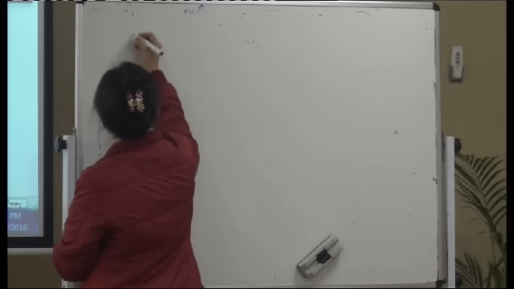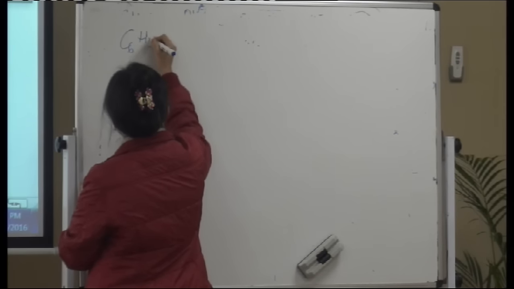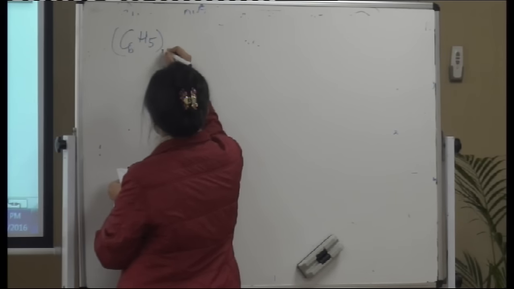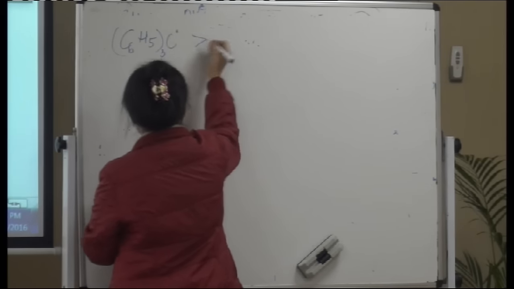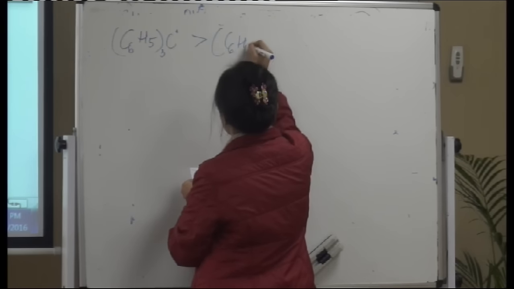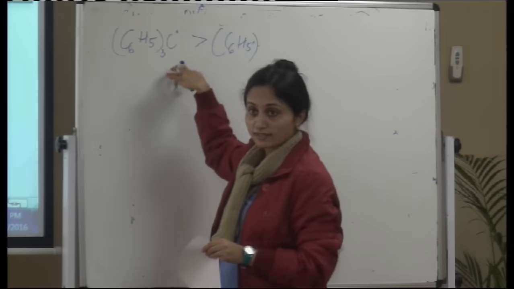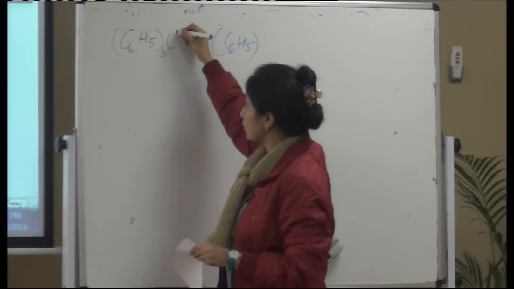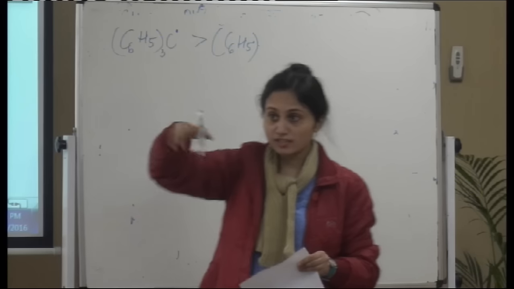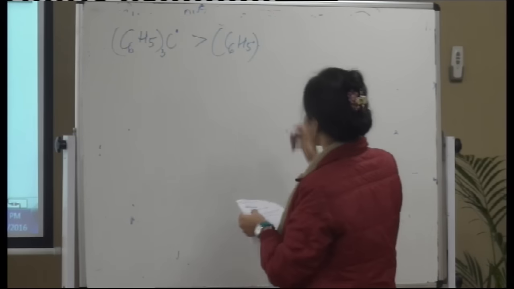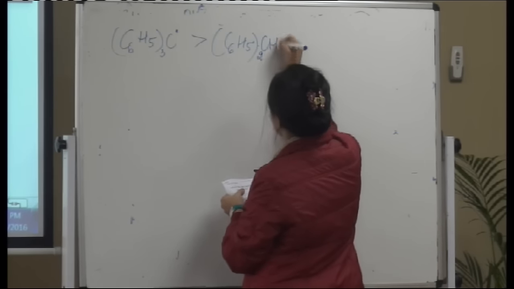Now I'm just putting the order of stability for your free radicals. You have (C6H5)3C free radical. This is when you have 3 benzene rings attached, because this free radical will have 3 resonating benzene structures alongside. Then you have (C6H5)2CH free radical.